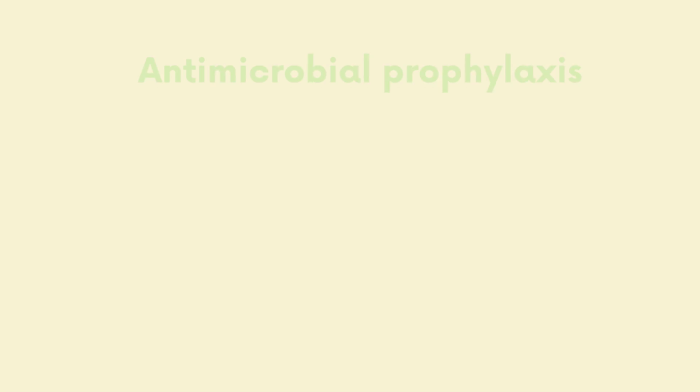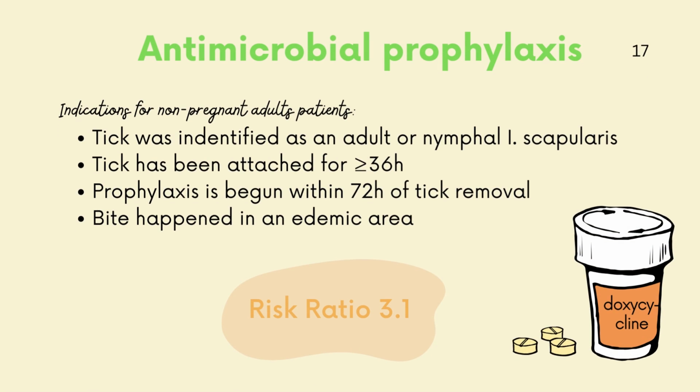The first step in the management of tick bites is in fact to remove the tick as soon as possible. If someone got bitten by a black-legged tick in an endemic area for Lyme and the tick remained attached for at least 36 hours, there is an antibiotic called doxycycline that can be used as a preventive if it's given within 72 hours of the tick removal. This would reduce the risk of getting Lyme by 3.